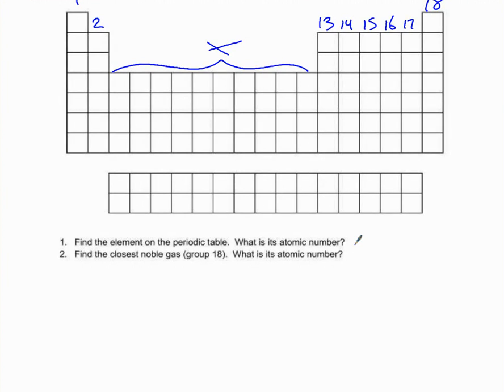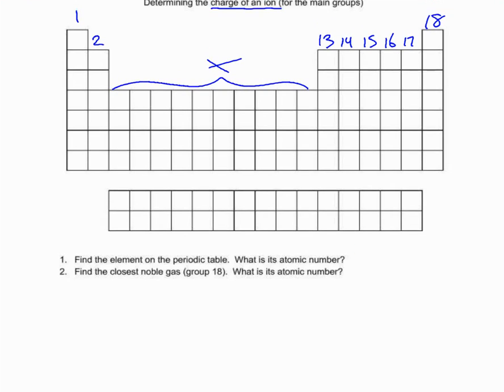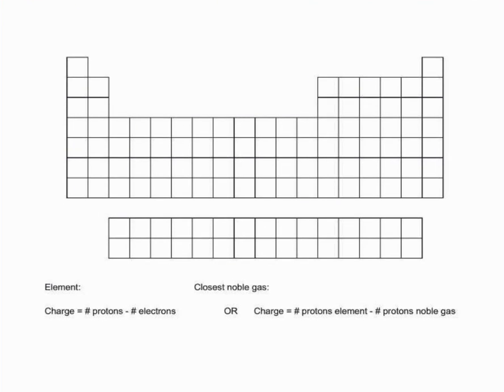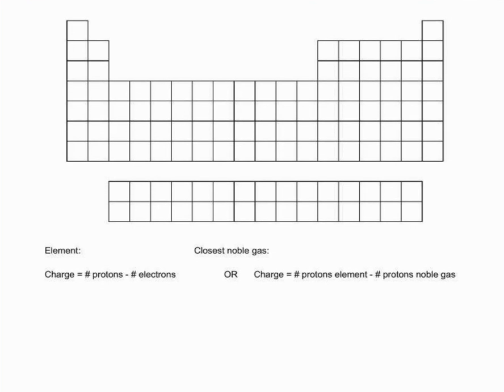Second step, I want you to find the closest noble gas, which is an element in group 18. So your closest noble gas needs to be somewhere in this area over here. And we're going to relate these two things to figure out the charge of the element or the ion. So what is the atomic number of your closest noble gas? I'm going to go through an example for every main group. So you're going to get 8 examples here. We're just going to start left and go right.